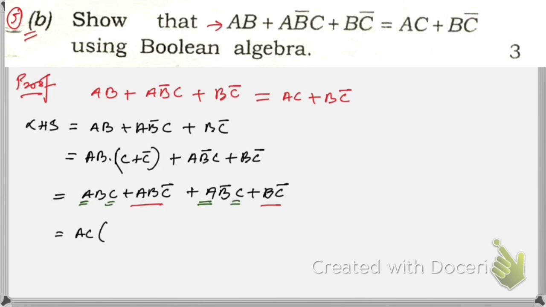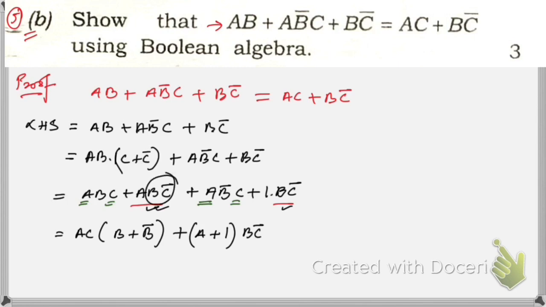Taking AC common, you have got B plus B complement, and from the other terms, what you will get is (A plus 1) BC complement. Because this BC complement can be considered as 1 dot BC complement, and BC complement is taken common. Doing so, we have got this result. And from these two we have taken AC common, and we have got this result. Hope you have understood this.